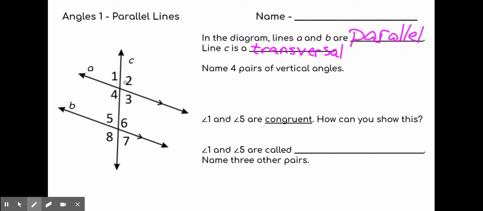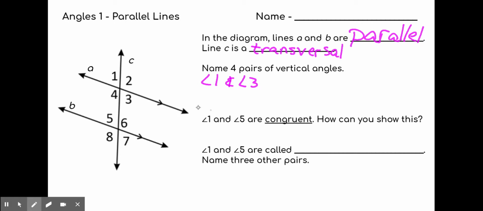Okay, so what happens is we now form 8 angles. Look at the angles we have. Angle 1, angle 2, angle 3, angle 4, angle 5, angle 6, angle 7, angle 8. Okay, can you look at this diagram and name 4 pairs of vertical angles? So what's one pair of vertical angles? Remember, vertical angles are formed by intersecting lines and they're across from each other. So angle 1 and 3 are vertical, right? So angle 1 and angle 3.